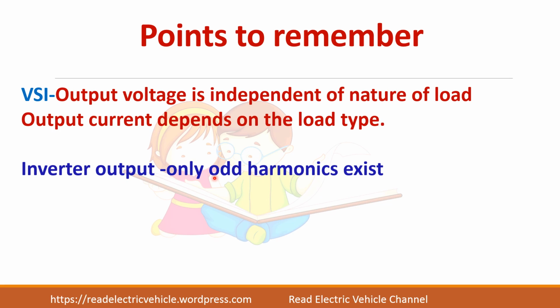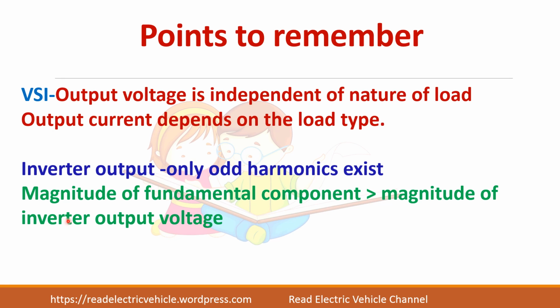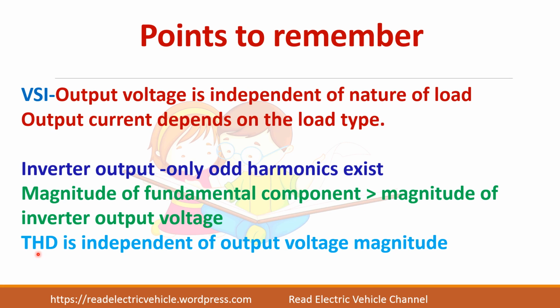In the inverter output, only odd harmonics exist because of the symmetry of the output waveform. And the magnitude of the fundamental component is greater than the magnitude of the inverter output voltage. That is, the sine term which we draw is greater than the square wave output. And the THD, total harmonic distortion, is independent of the output voltage magnitude.